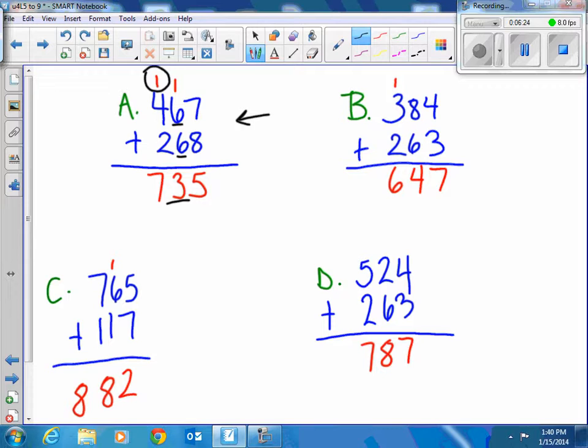The other problem was problem B, because here we found a new 100, right? We had to make a new 100, and we had to add 8 plus 6 was 14. We put our 4 down and carried the 1 to the next number. So in both A and B, we had to group our tens to make a new 100.